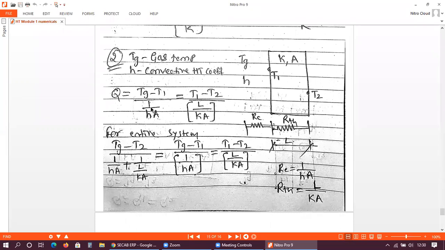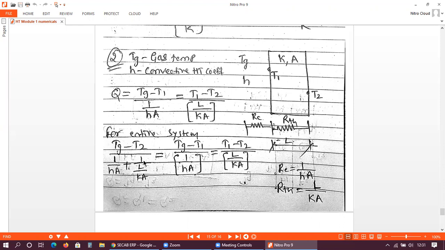So this is the rate of heat transfer in the convective zone from here to here, and this is the rate of heat transfer through the wall. Now I can write the expression for the entire system, considering the entire system as one. So I will go with Tg minus T2. Tg is the highest temperature and T2 is the lowest temperature. Tg minus T2 divided by the convective resistance plus the conduction resistance.